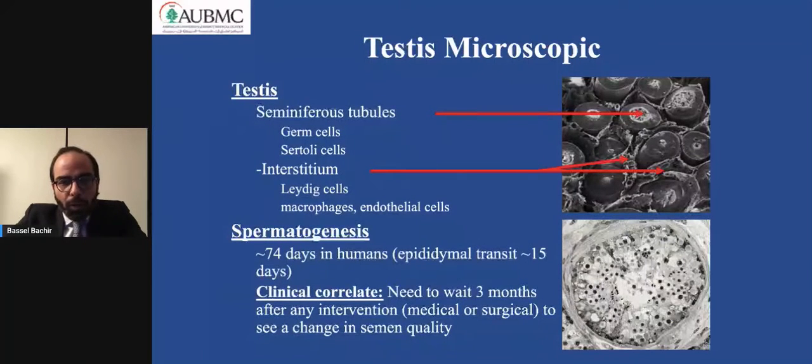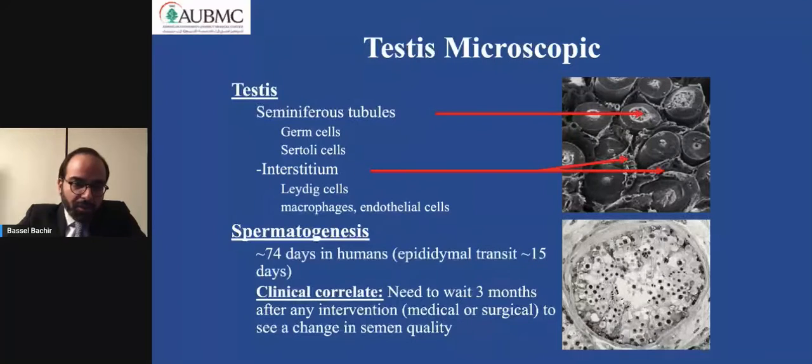So as we know well, on a microscopic level, the testes is populated by numerous seminiferous tubules that contain the germ cells and the Sertoli cells, or the system that is responsible for sperm production. Now, interspersed within those seminiferous tubules is the interstitium, which contains the Leydig cells, the macrophages, and the endothelial cells. And of course, it's the Leydig cells that are responsible for the production of testosterone.